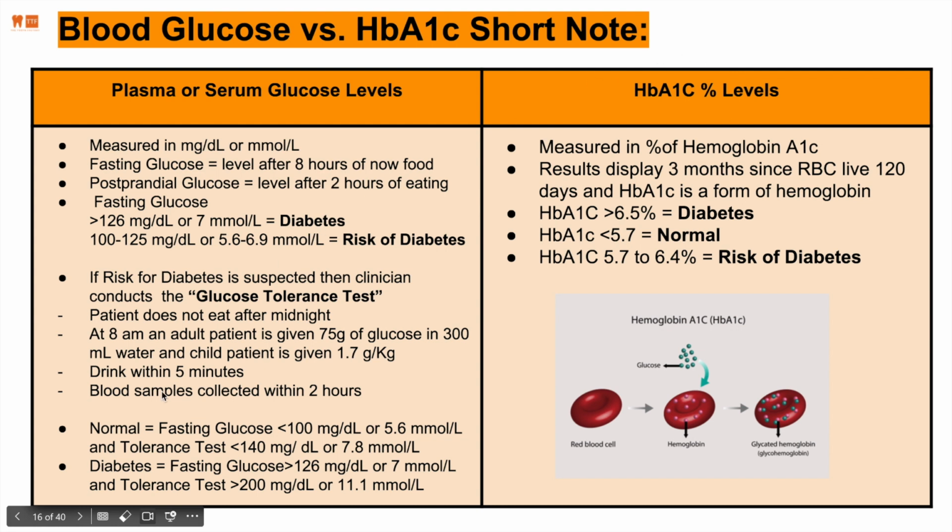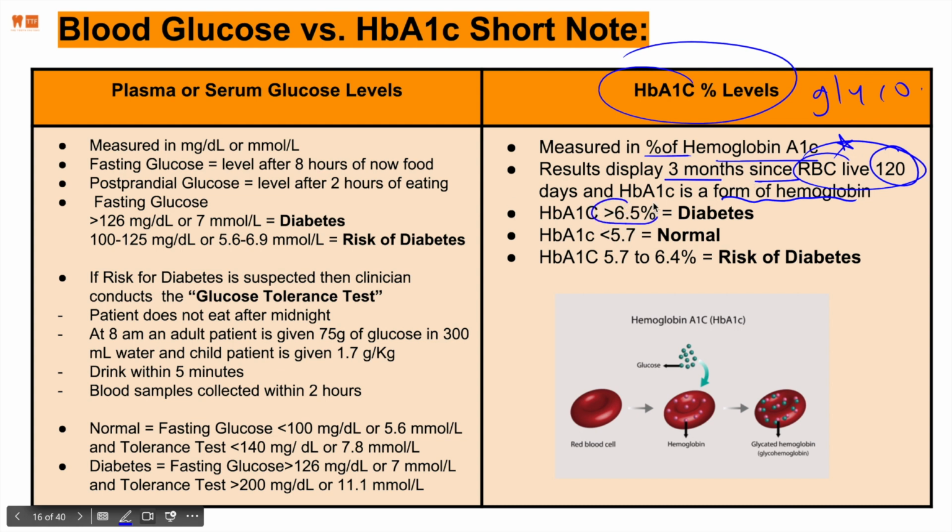HbA1c is a little simpler, you guys. It's measured in percent of hemoglobin. What type of hemoglobin? It's called glycosylated. Results display 3 months because the RBC's lifespan is 3 months, 120 days. And HbA1c is a form of hemoglobin, so anything that this red blood cell is seen through is going to be shown, which is 120 days' worth of results.